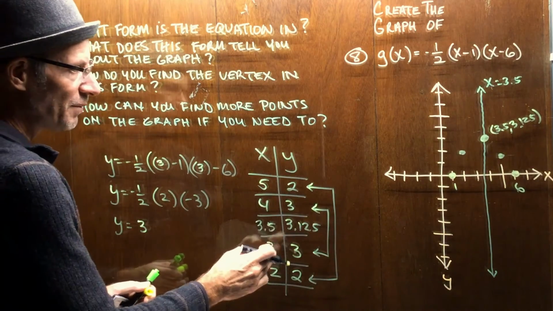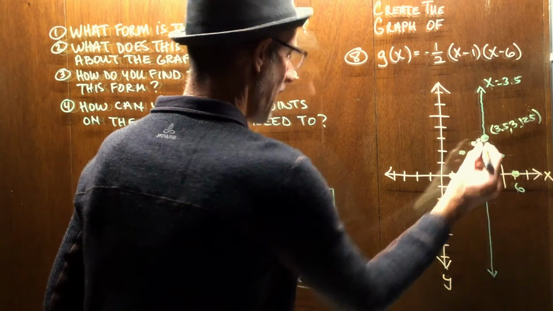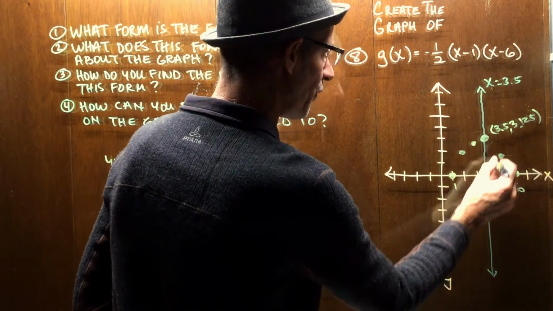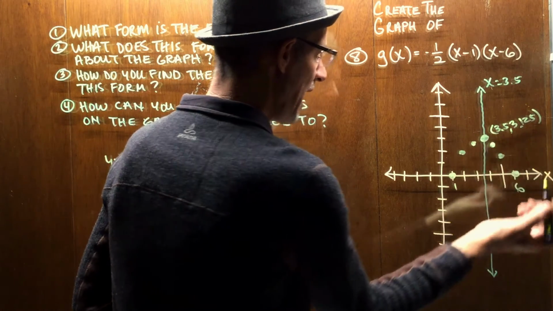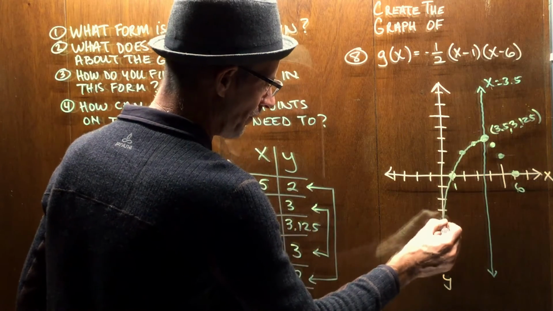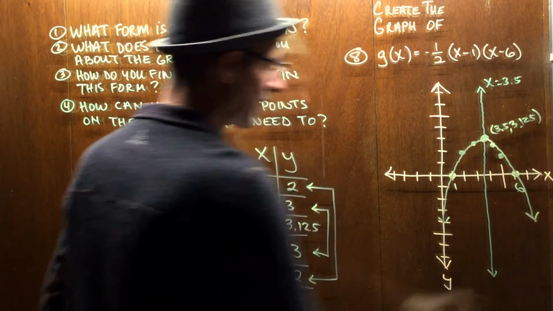When I go 3 to the right, I'm going to go up 3. 1, 2, 3, 1, 2, 3. And when I go 4 to the right, I'm also going to go up 3. 1, 2, 3, 4, and up 3. And so my parabola is going to be a smooth curve that looks something like that.